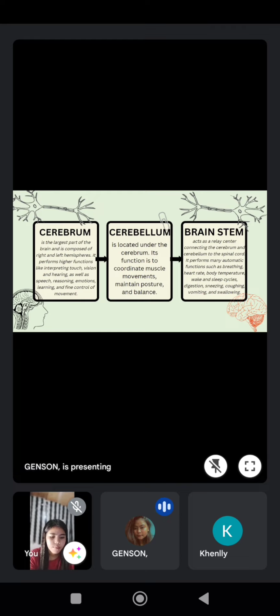The brainstem acts as a relay center connecting the cerebrum and cerebellum to the spinal cord. It performs many automatic functions such as heart rate, body temperature, wake and sleep cycles, digestion, sneezing, coughing, vomiting, and swallowing. So next.